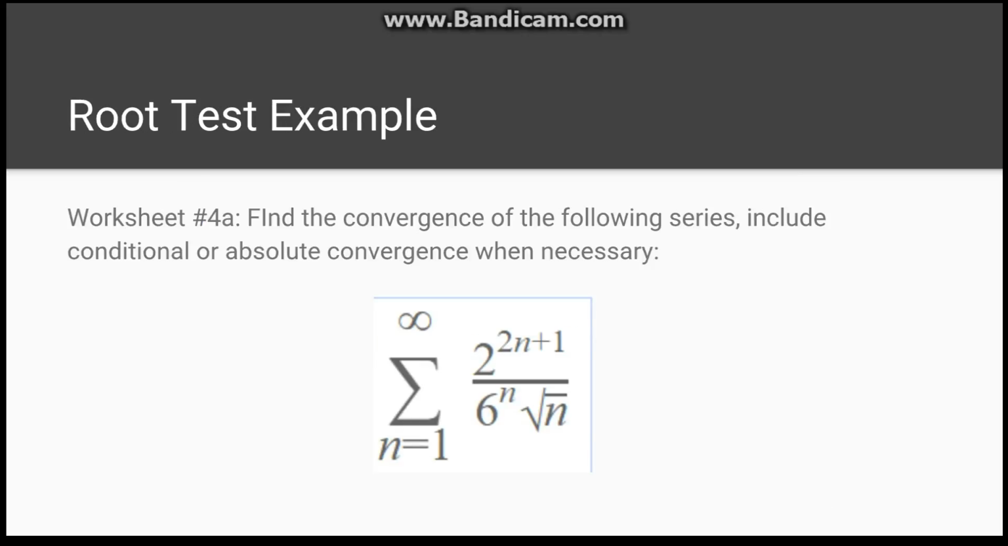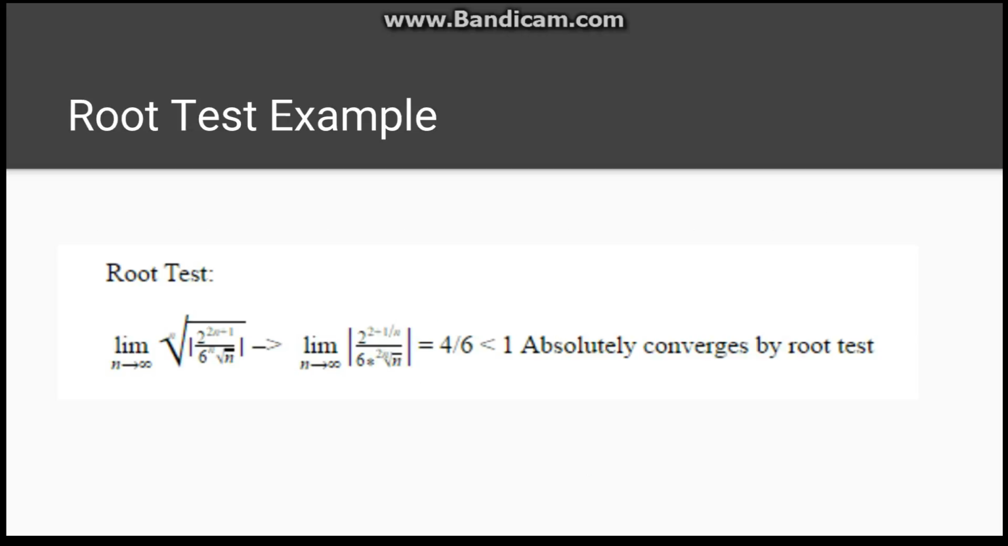So for our first example, we have worksheet problem number 4a, in which we find the convergence of the following series. We also have to include conditional or absolute convergence when necessary. And the example is the summation from n equals 1 to infinity of 2 to the 2n plus 1 over 6 to the n times the square root of n. So to explain the example, we take the limit as n goes to infinity of the nth root, which gives 4 over 6, which is less than 1. So it absolutely converges by the root test.